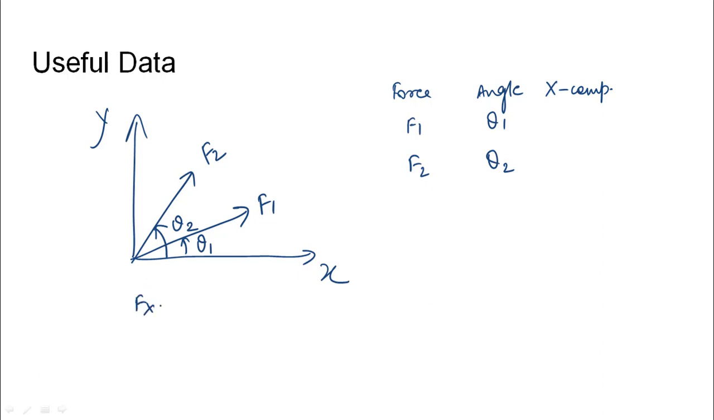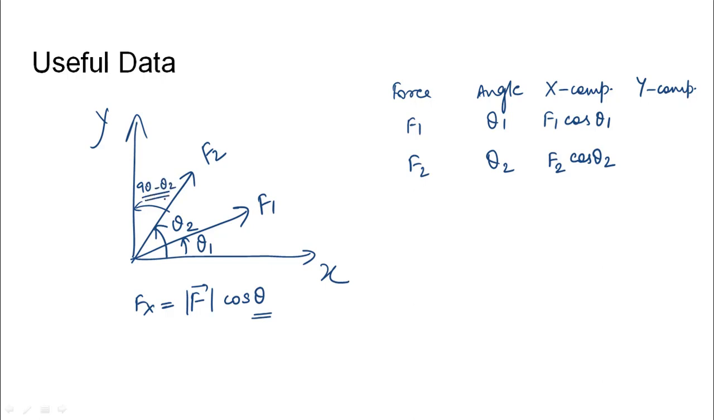The x component of any force is given as the magnitude of the force into the cosine of the angle it makes from the x-axis. So it will be F1 cos theta1. Similarly, for the second force, its x component would be F2 cos theta2. For the y component, we take the sine of the angle, as it will be 90 minus theta2, and if we take the cos of this, it would become sine. So the y component would be F1 sin theta1, and for F2 it would be F2 sin theta2.